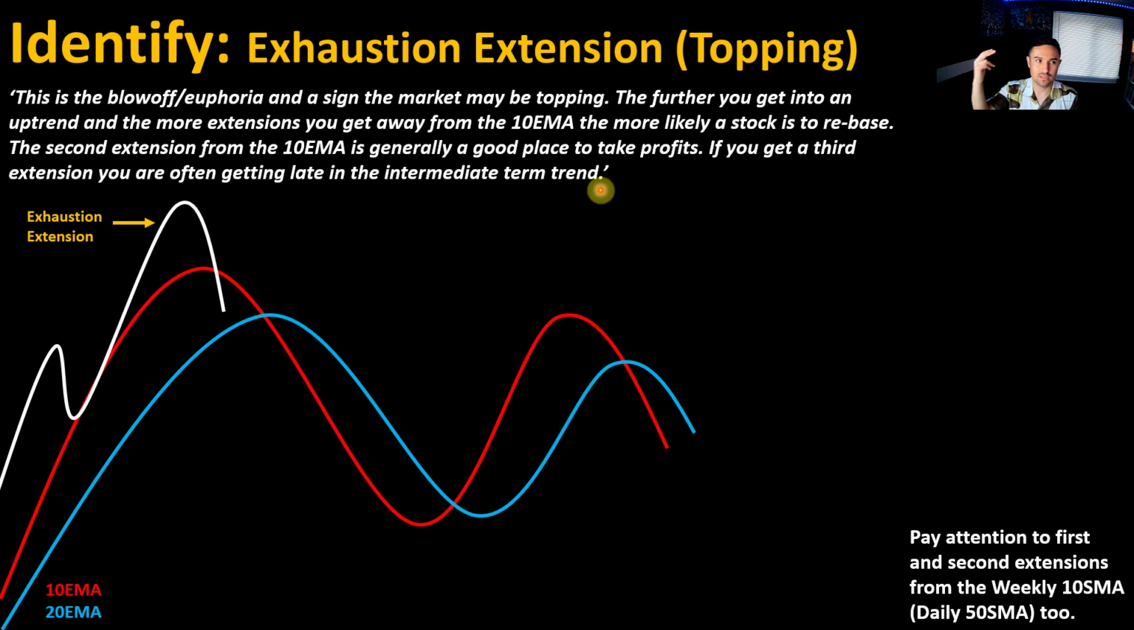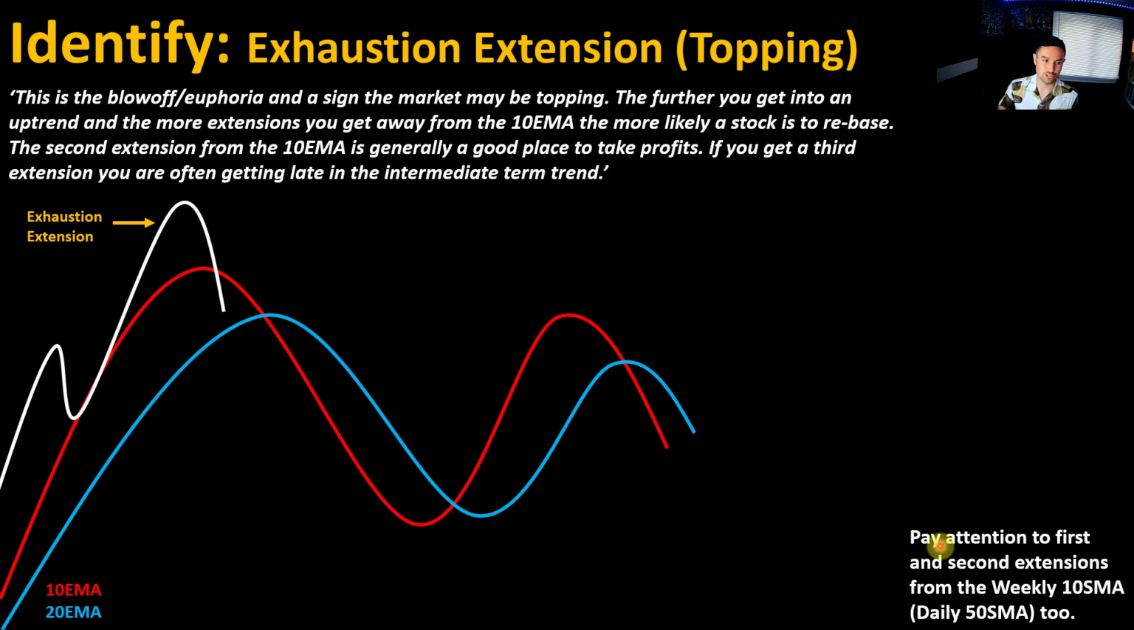So after you get the base and break, you then get the exhaustion extension. Now, you'll see on some of the charts, sometimes it says exhaustive extension. That's because I'm dyslexic and I wrote the wrong word and I couldn't be asked to go and change it. But you know what I mean? It's an exhaustion extension. This is the blow off euphoria and a sign the market may be topping. The further you get into an uptrend and the more extensions you get away from the 10 EMA, the more likely a stock is to rebase. The second extension from the 10 EMA, don't worry, got loads of examples, is generally a good place to take profits. If you get a third extension, you are often getting late in the intermediate term trend. Also, pay attention to first and second extensions away from the weekly 10 SMA, which is the daily 50 SMA, so simple moving averages.